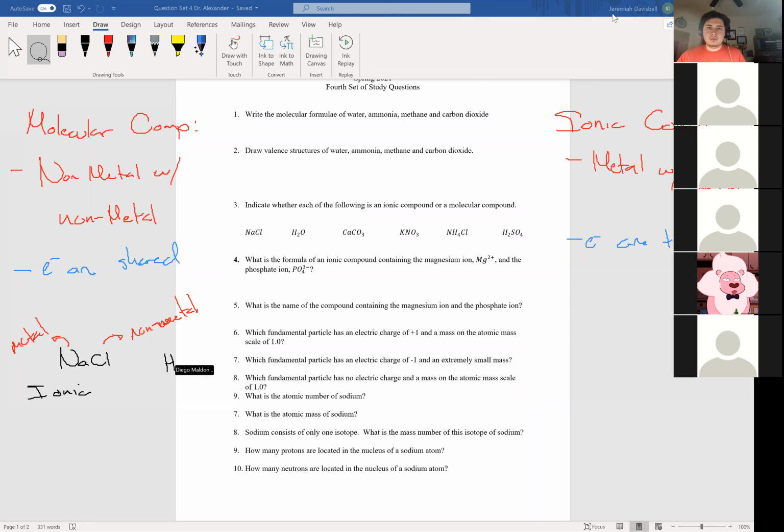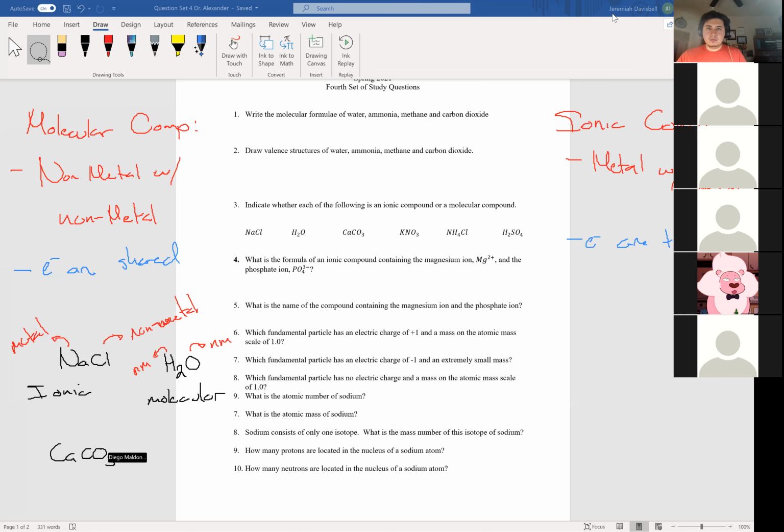Okay, now H2O. Molecular. Why would it be molecular? Two non-metals. Yes, so hydrogen, I'm just going to abbreviate it to NM because it's shorter, and oxygen, that one is obviously also non-metal. So this is molecular. So we have H2O.